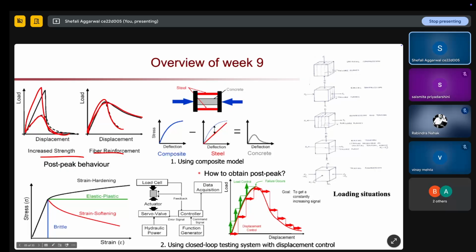So how are we calculating the post peak behavior of our concrete system? Usually when we are doing testing, whenever the specimen breaks, we stop our testing, right? Whenever a crack is initiated. So there are different types of models through which we can obtain our post peak behavior. The first model is the composite model.